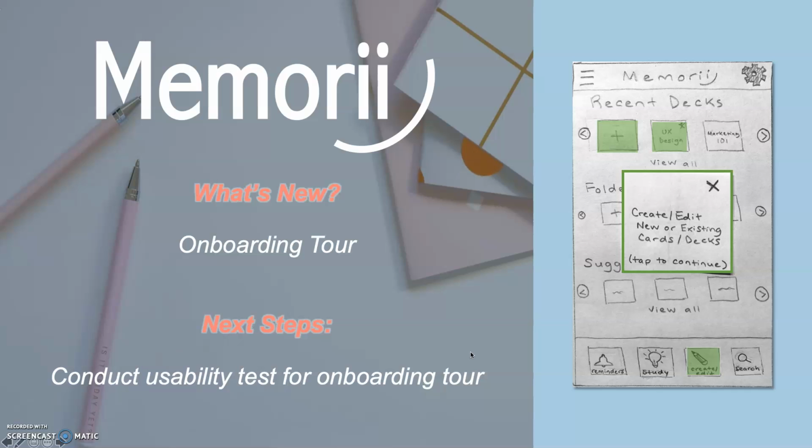So what's next? What we've been working on recently is our onboarding tour. As you can see here, here's a quick snapshot of what these wireframes look like. It goes through each of the steps of the navigation functionalities and highlights the key features that it applies to in each of these tasks. So as you see here, we have an X button to exit the tour or tap to continue to move on to the next step in the tour. Next steps after this, we'll be conducting a usability test for this onboarding tour and making any revisions necessary.